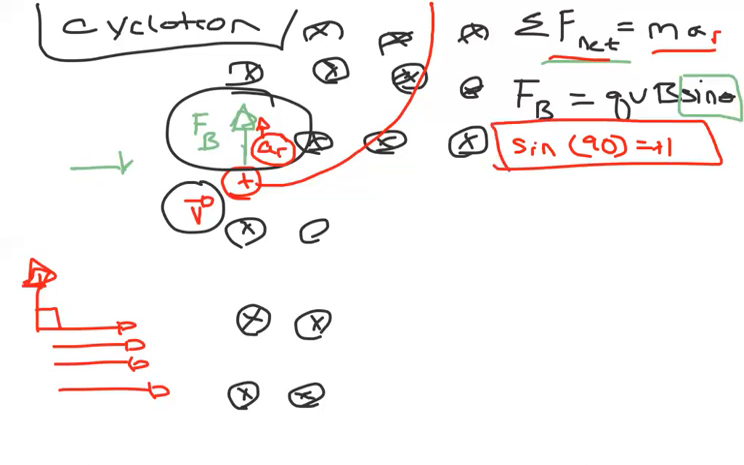So that means sine theta essentially just drops off. The FB that we're going to be using for our math here is just going to be this. So we have QVB equal to now MAR. That AR, I forgot to finish saying what I was saying there. So since Dr.